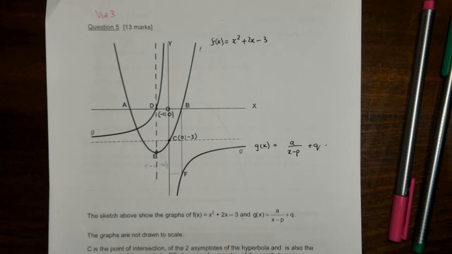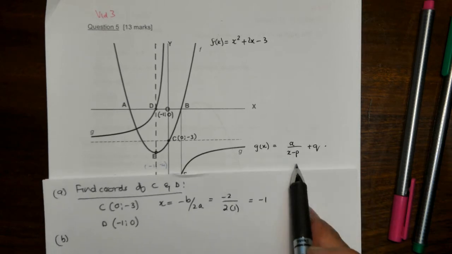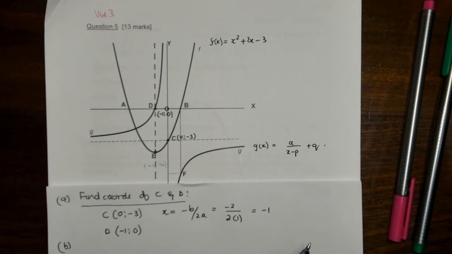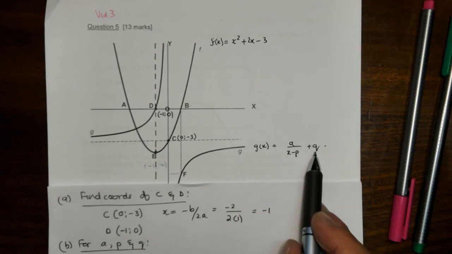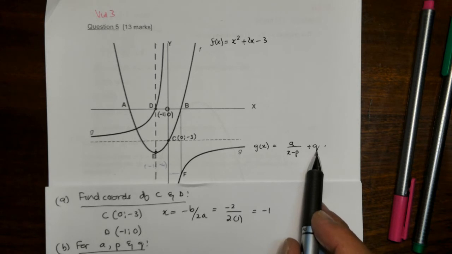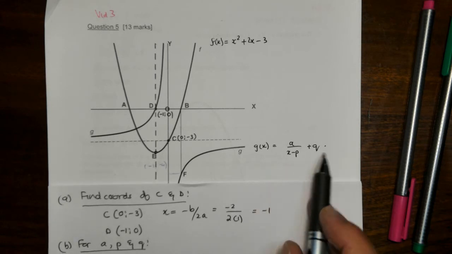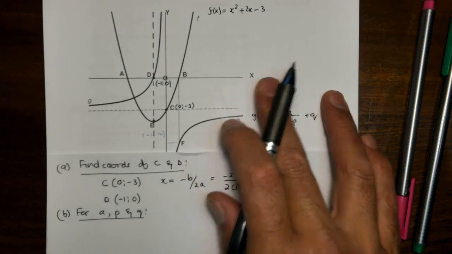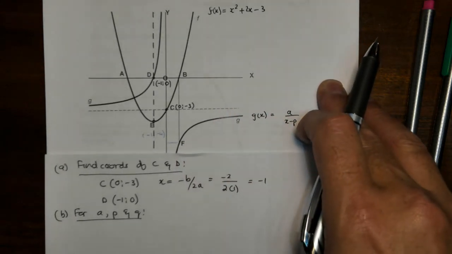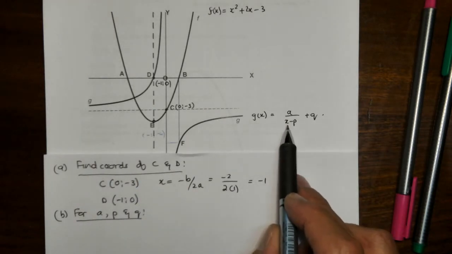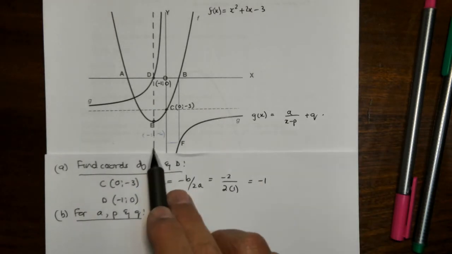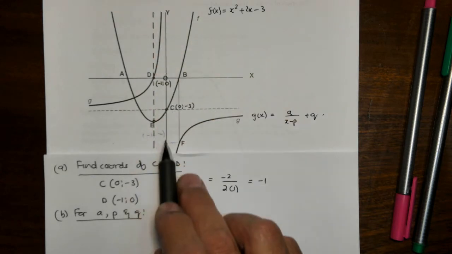Question B is for 4 marks, and it said, find the value of A, P, and Q. Okay, now we can look at that. A, P, and Q all belong to the hyperbola. Now Q, remember, we know one thing, that the asymptotes of the hyperbola lie at Q and at P. This is the vertical asymptote, and the vertical asymptote currently is the y-axis.